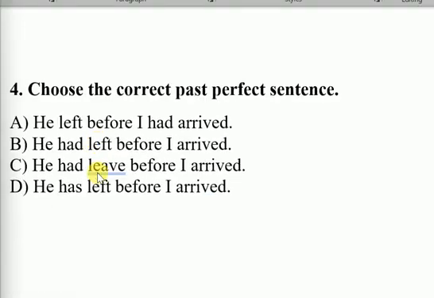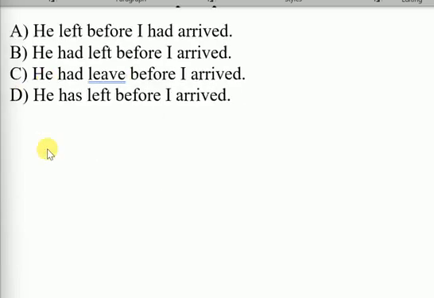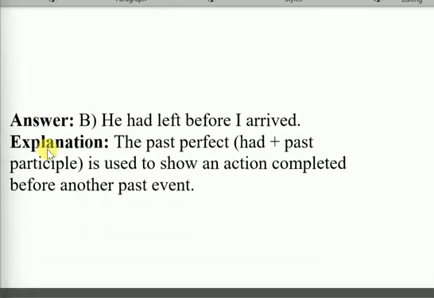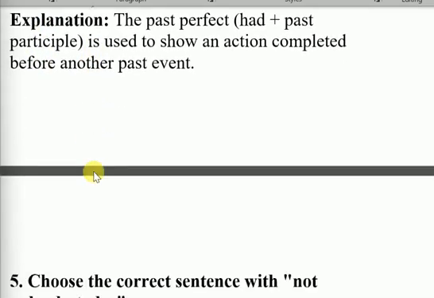4. Choose the correct past perfect sentence. A. He left before I had arrived. B. He had left before I arrived. C. He had leave before I arrived. D. He has left before I arrived. Answer. B. He had left before I arrived. Explanation. The past perfect, had plus past participle, is used to show an action completed before another past event.